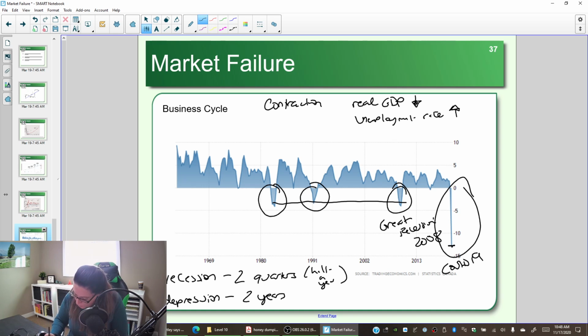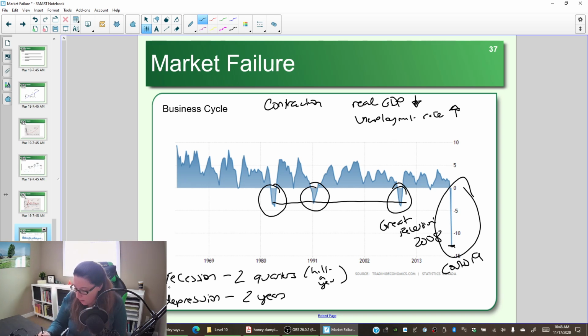Now, while this is quite severe in terms of the size of the contraction, you have to be continually contracting for half a year to be in a recession. And often it's going to take us 6 more months after that to even realize we were in a recession because we have to crunch the numbers and compare. So it's possible that COVID-19 could put us in a recession. It is unlikely that it's going to cause a depression. Remember, continual contraction for 2 years straight.